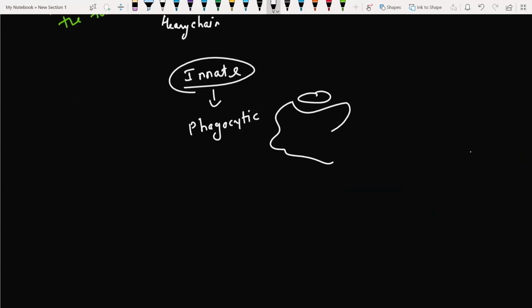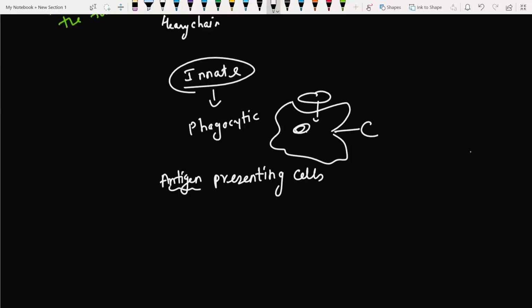Let's say this is a macrophage. It will engulf the pathogen, digest it, and present it on its surface. This kind of cell is called an antigen presenting cell. Antigen presenting cell means they present the antigen on the surface. This is kind of giving a signal to other cells that we are infected with the pathogen, we are in danger, please get activated.